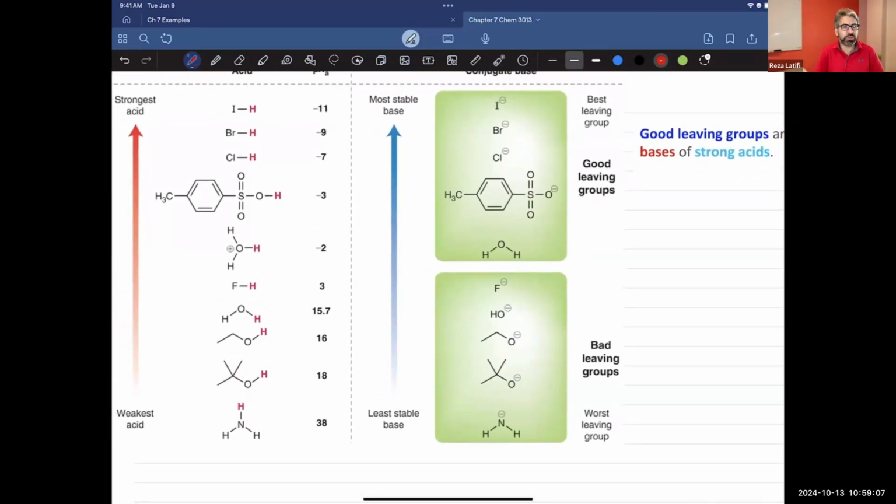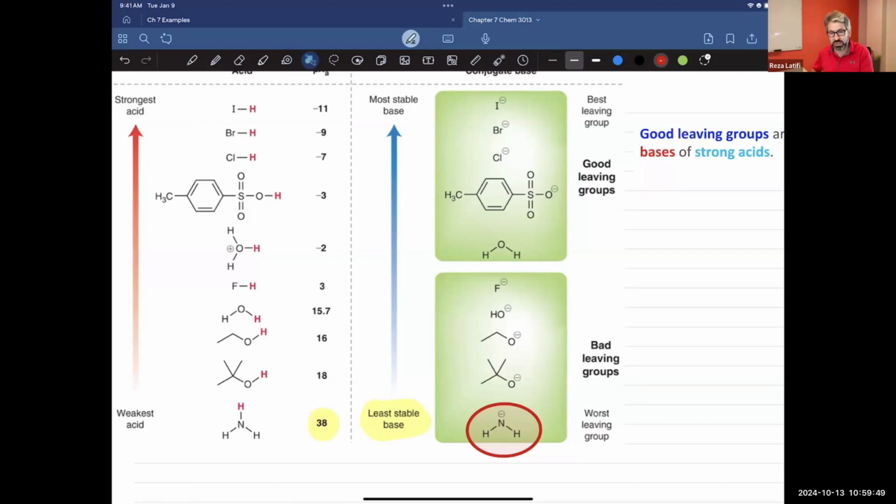The good leaving groups are conjugate bases of strong acids. And if your acid has a high pKa, then the conjugate base will be unstable. For example, look at this one, this says unstable. For ammonia, if you turn it to NH2-, NH2- is a really unstable conjugate base. So this NH2- is going to go after a chemical reaction, and it will try to get the hydrogen back as soon as possible. So less stable means more reactive.